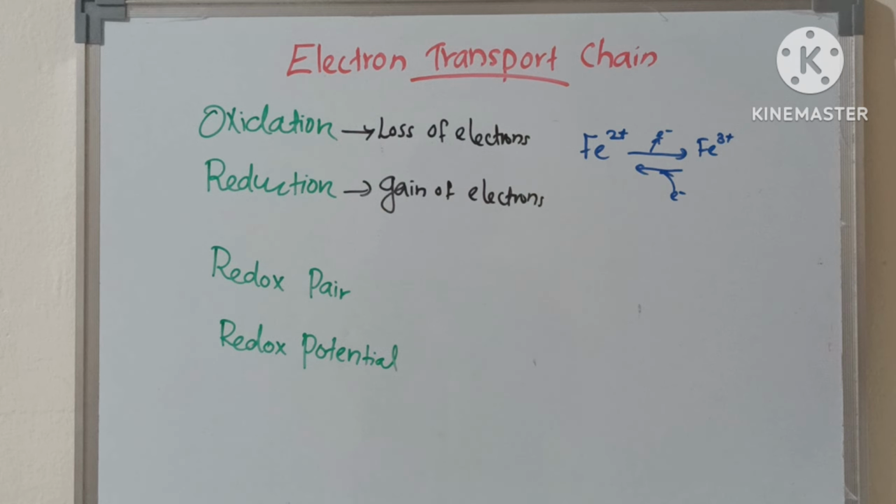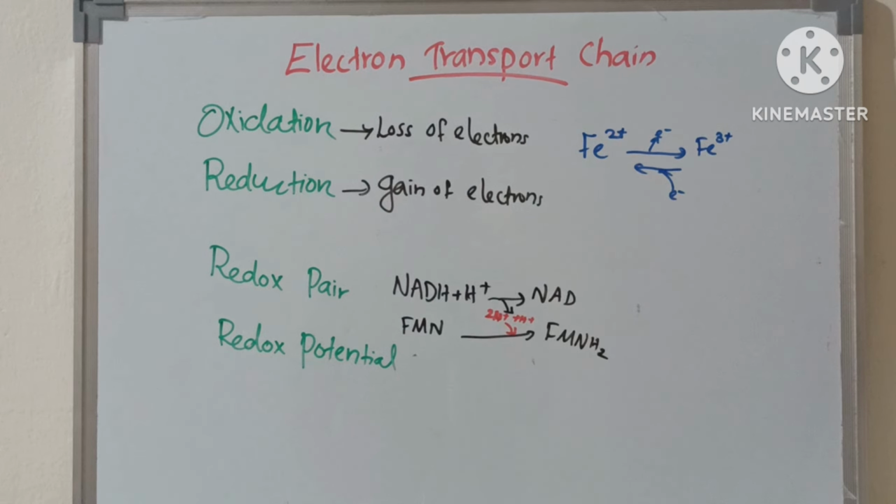Let's see some terms in the electron transport chain, like oxidation, reduction, redox pair and redox potential. Oxidation means loss of electrons and reduction means gain of electrons. In this reaction, Fe2+ ion is converted to Fe3+ ion by oxidation. And the reversible reaction, by gain of electron, is known as reduction: Fe3+ is converted to Fe2+. That is oxidation and reduction.